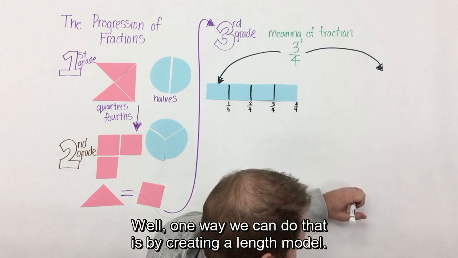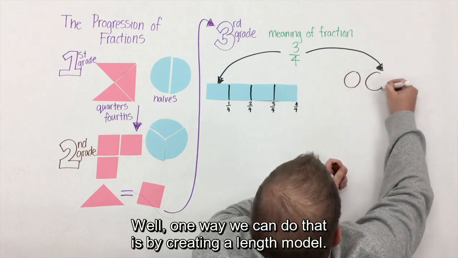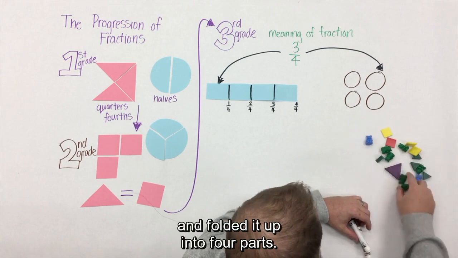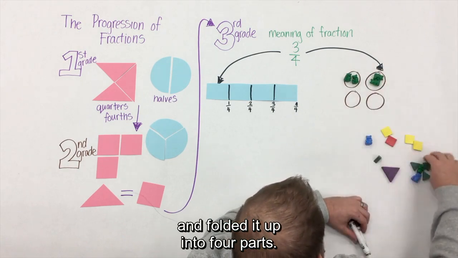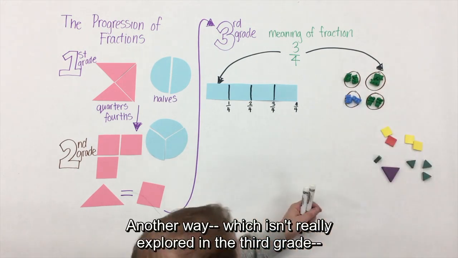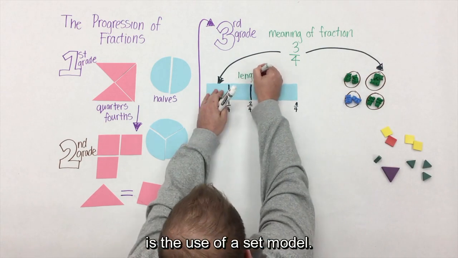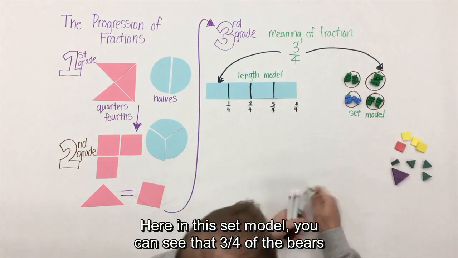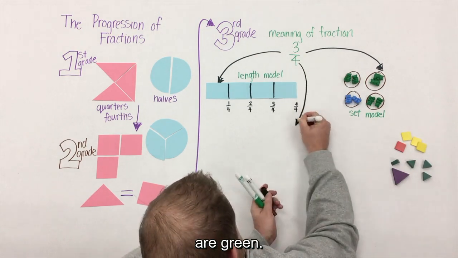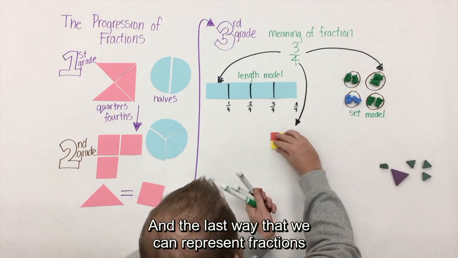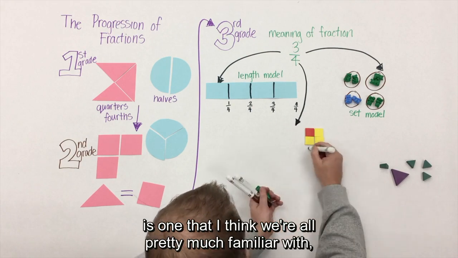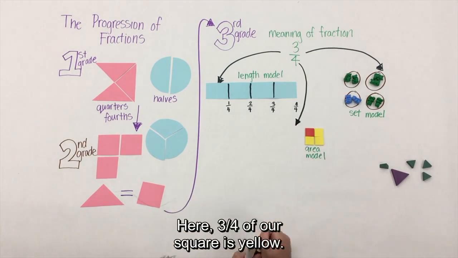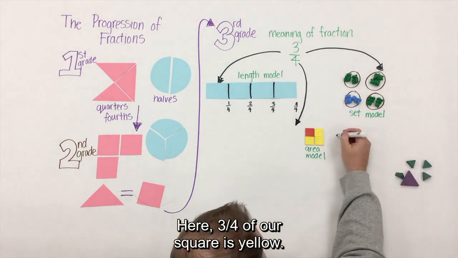Well, one way we can do that is by creating a length model. Here you see that we've taken a strip of paper and folded it up into 4 parts. Another way, which isn't really explored in third grade, is the use of a set model. Here in this set model, you can see that 3/4 of the bears are green. And the last way that we can represent fractions is one that I think we're all pretty much familiar with, and that's the area model. Here, 3/4 of our square is yellow.